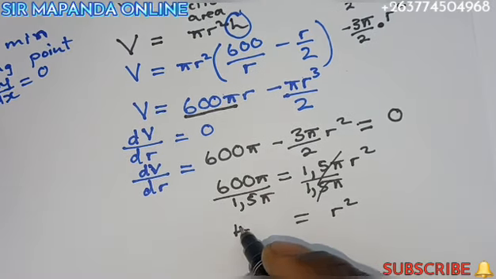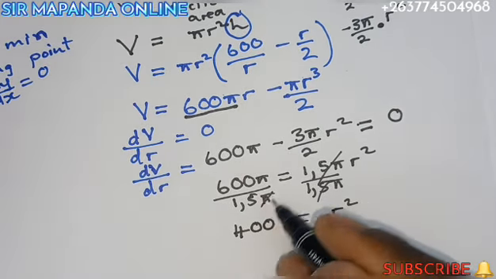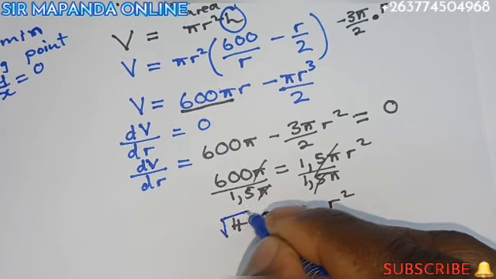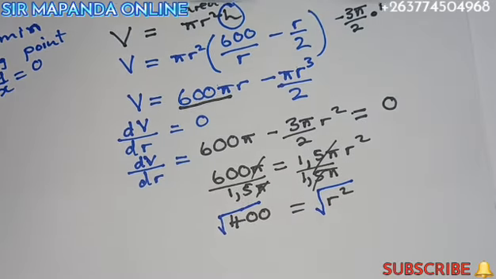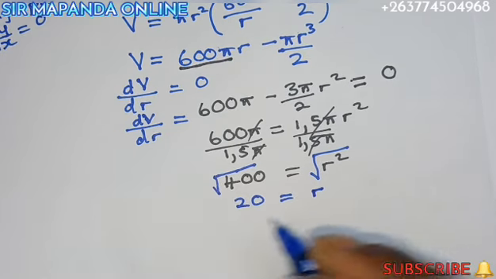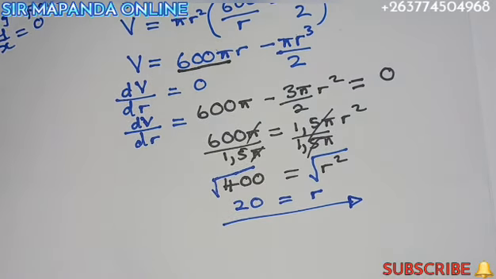Get r squared is equals to 400. Pi and pi, they cancel off each other. Right, so to get the value of r, which is the stationary value, put square root both sides. Square root of 400 is 20. Square root of r squared is r. And this is your final result. I hope you are following, class.